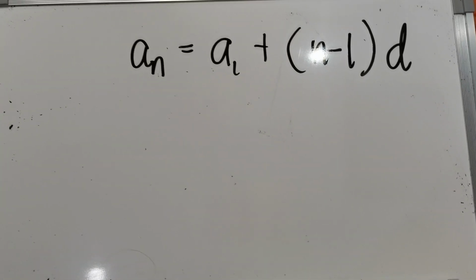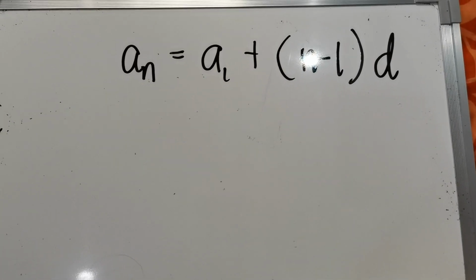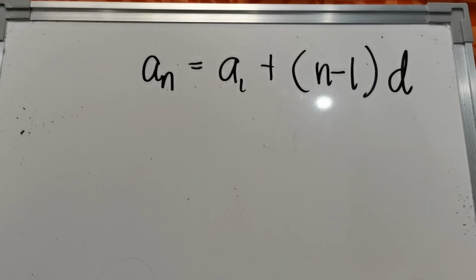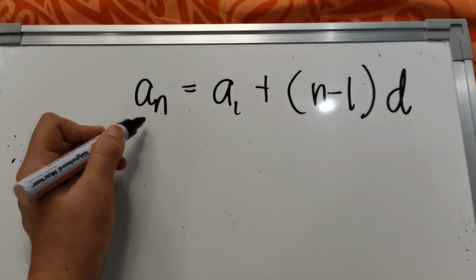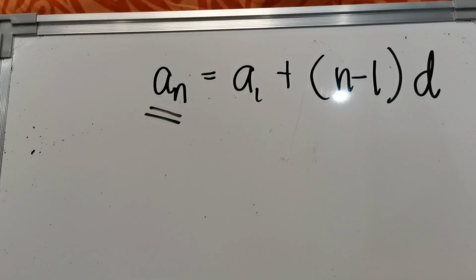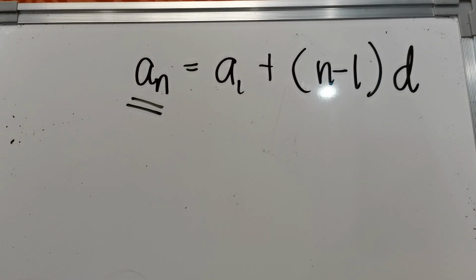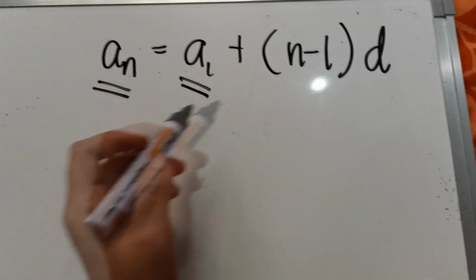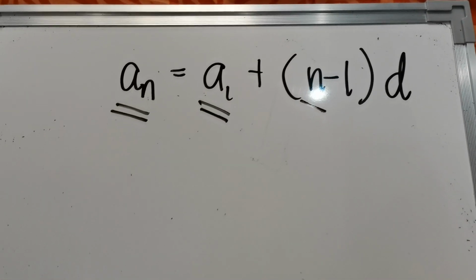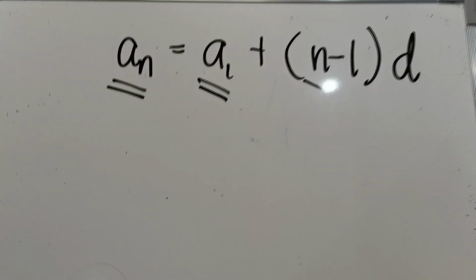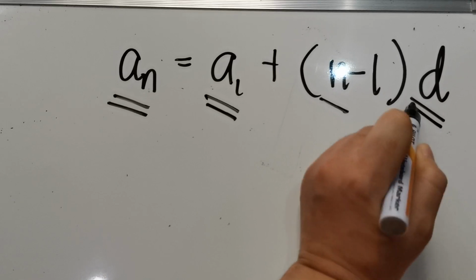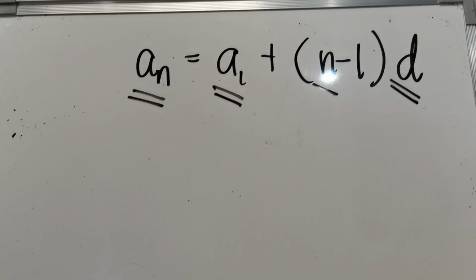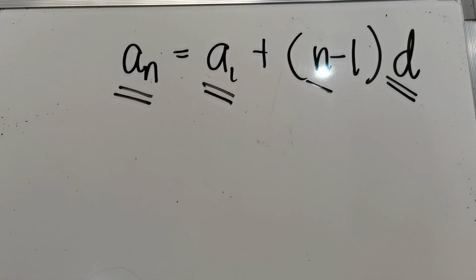To help you in finding the next terms in an arithmetic sequence, we will be using this formula. A sub n is equal to a sub 1 plus n minus 1 times d. So in this case, ang ating a sub n is the nth term, a sub 1 is the first term, n is the number of terms in the sequence, and this d is the fixed number na tinutukoy natin kanina, or simply the common difference.